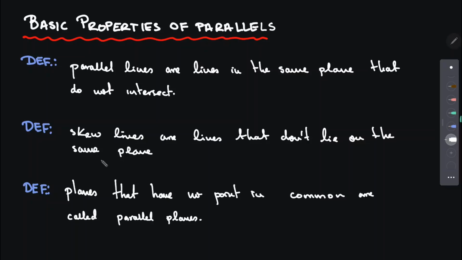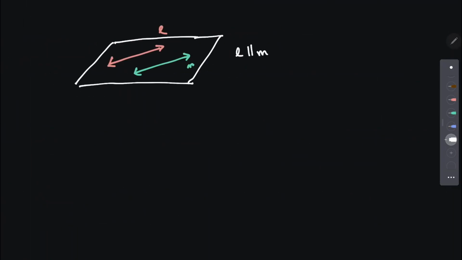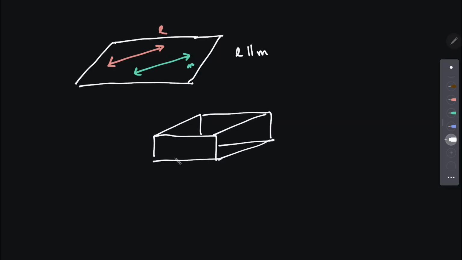The second definition says skew lines are lines that do not lie on the same plane. So let's suppose that we have a box. Let me draw it here real quick. So we have this box, okay? And if you notice, I have this line right here. I can extend it, and it's basically a geometric line, as we know, right?